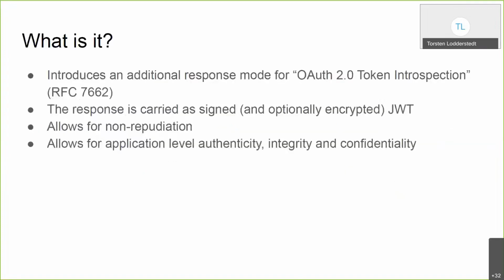So first of all, what is this all about? The draft introduces an additional response mode for OAuth token introspection, and this response mode is a JWT that can be signed, optionally encrypted, but essentially conveys the same payload as token introspection. The main use case for that is to allow non-repudiation if an AS provides token data to a certain resource server. On top of that, it provides application level security for these kinds of use cases. Next, please.